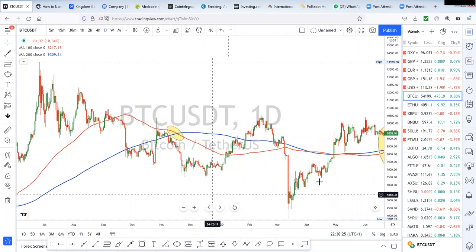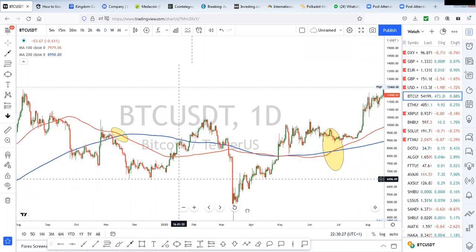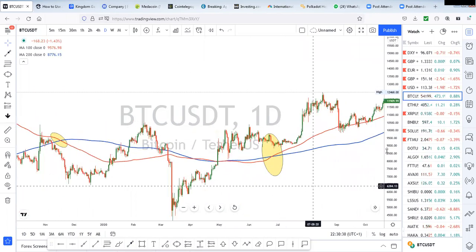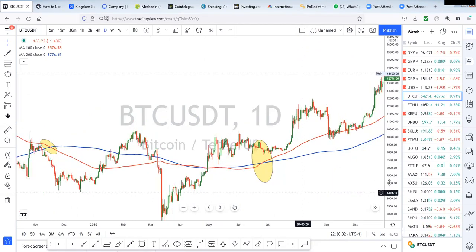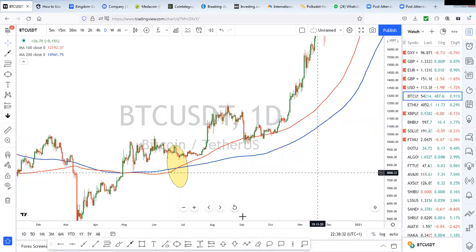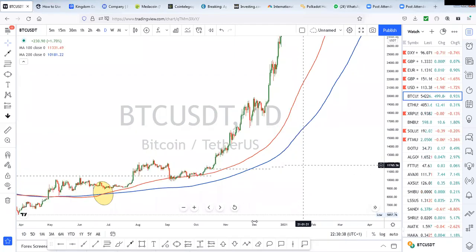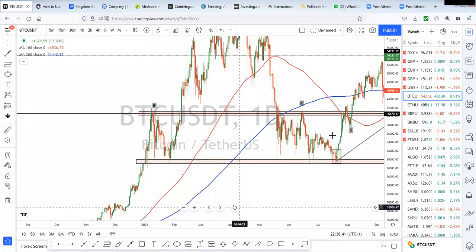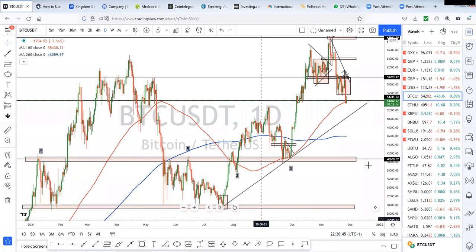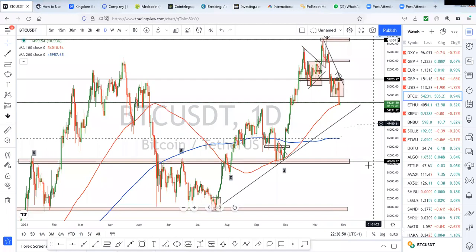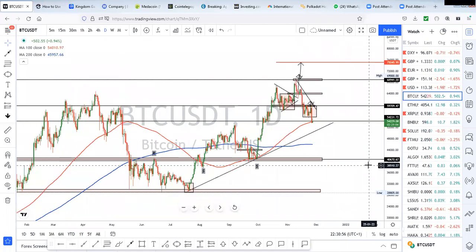See another golden cross. Whenever you see a golden cross, the blue line will be under and the red line will be above. So the market is still bullish until we get to this point. Any question? Okay. Let's now go to the smaller ones.